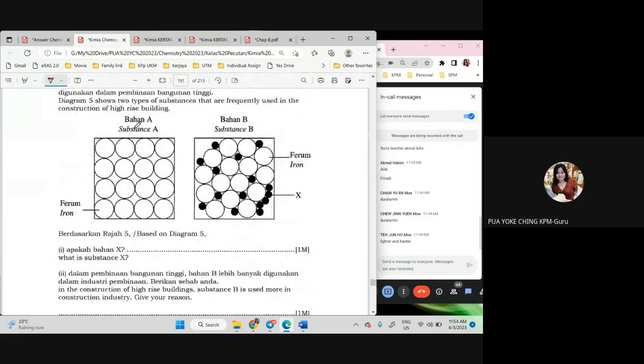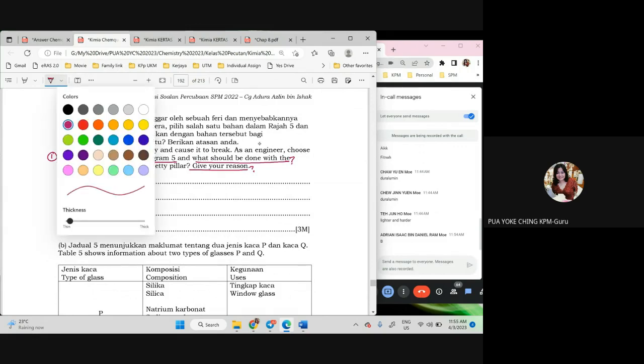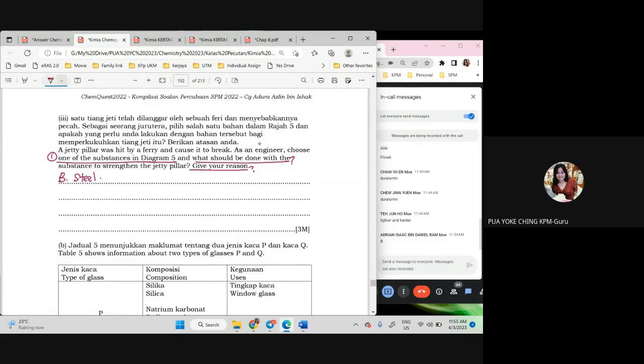Okay, ini ialah A dan B. Mana satu yang you nak pilih? A atau B? Okay, yes, you choose B. Okay, we choose B. Tulis saja B, 1 mark. Okay, point 2. What you should be done with this?